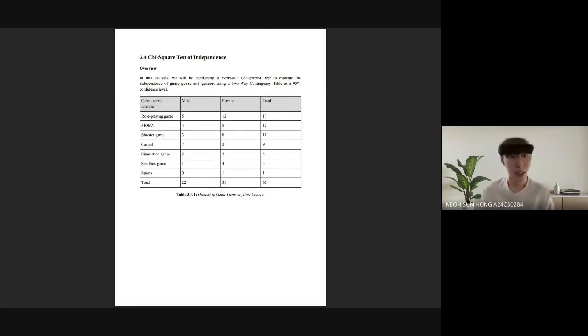First, the dataset looks at how many males and females play different types of games. The genres include role-playing games, mobile, shooter, casual, simulation, and sport. The total number of players is 60. This is summarized in table 3.4.1, datasets of game genre against gender, which shows how many males and females participate in each genre. For example, 5 males and 12 females play role-playing games, totaling 17 players. Mobile has 4 males and 8 females, and so on for the other genres.